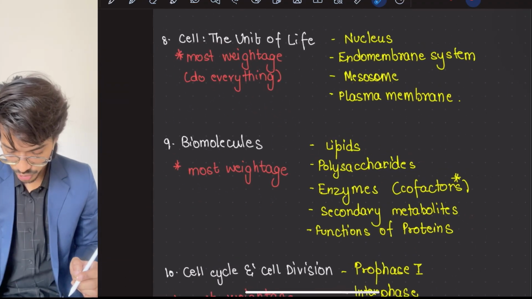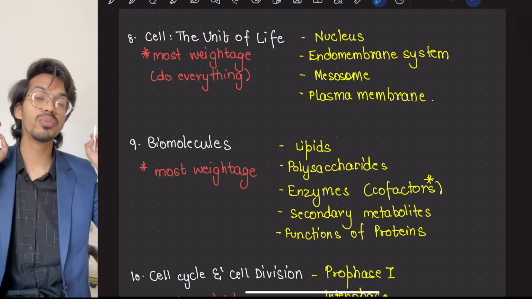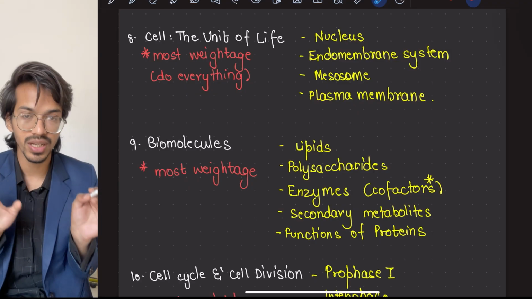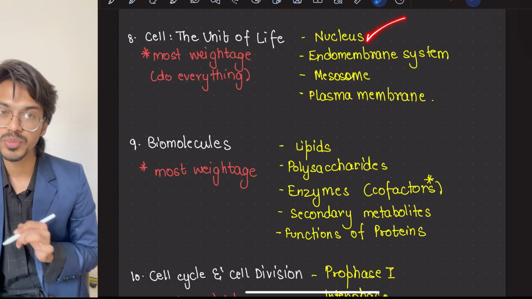Then comes the third unit of your 11th class, which is the most important unit. From here almost 50 marks of the paper will come from this unit. So let's just see that Cell: The Unit of Life, nucleus is most important.